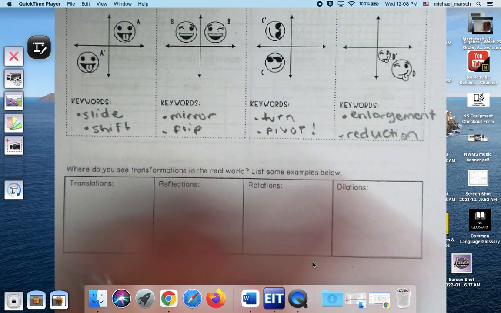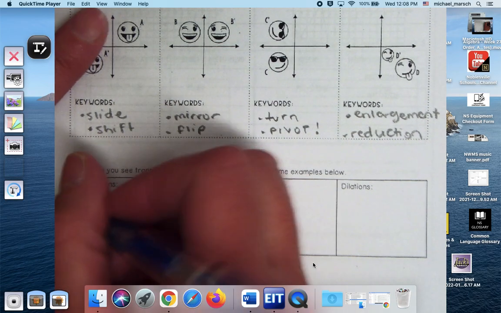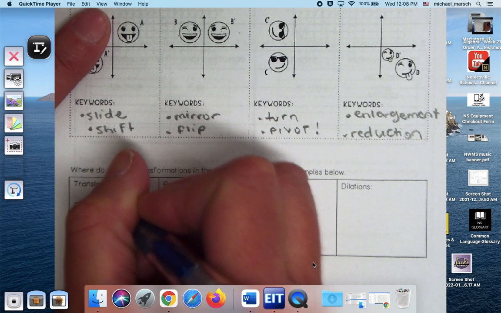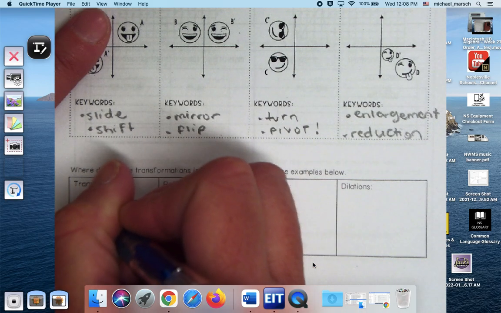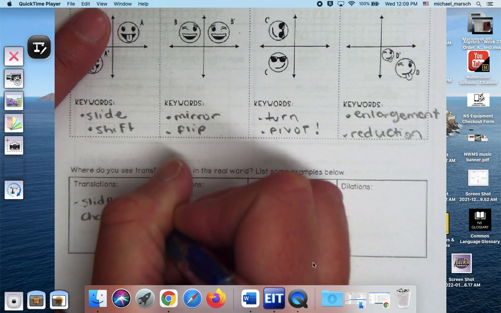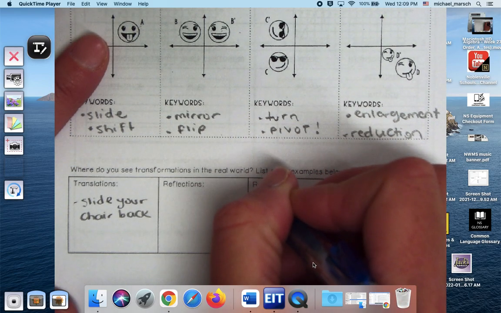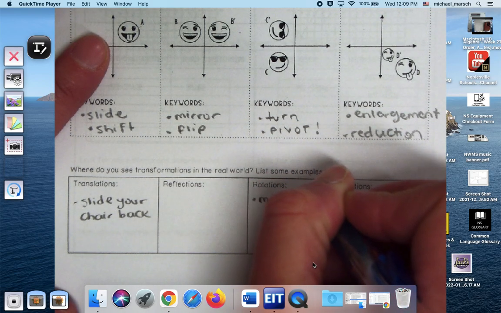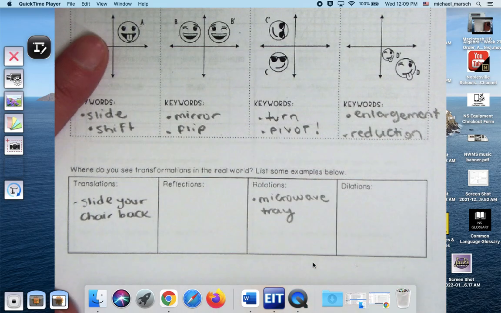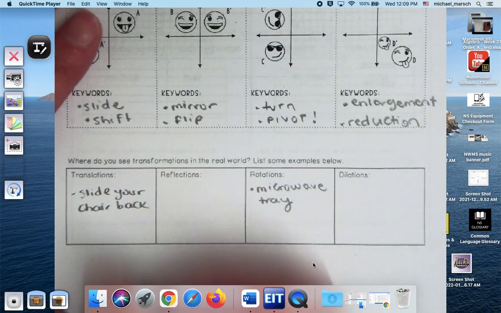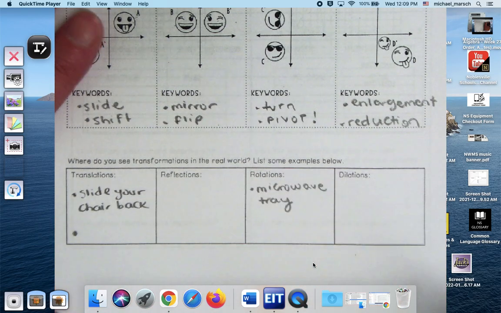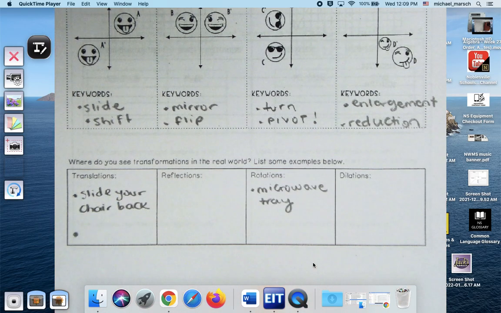Okay, so for example, a translation is when you slide your chair back. What about a microwave? What? A microwave for rotation. The table, the little tray in the microwave? Sure. Perfect. Okay, what shrinks and grows? Oh, that's for rotation, not translation. Okay, so the microwave tray rotating, right?